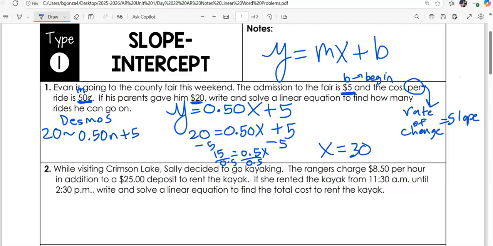Now, I'll show you one more. While visiting Crimson Lake, Sally decided to go kayaking. The rangers charge $8.50 per hour. That's going to be M, right? That's my slope. In addition to a $25 deposit. The word deposit is at the beginning. That's going to be your B value. It's the D backwards. So if I know M and I know B, can I write Y equals MX plus B? Yes. Let's write it. Y equals M, we're going to call it 8.5, X plus the B value, 25. You don't have to put the 0.00.